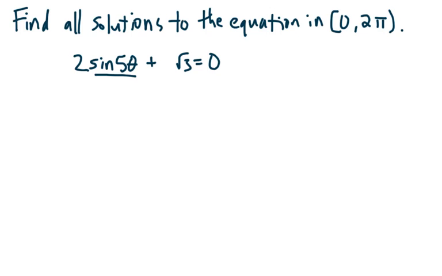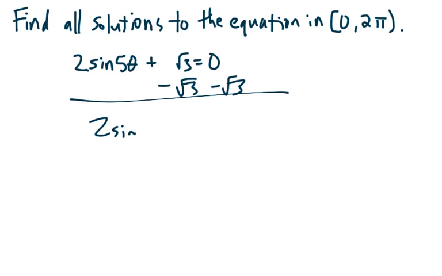Isolate the trig function. So that means we've got two terms, we want to get one of them to the other side. Things that we can do: we can multiply both sides of an equation by the same thing, or we can add the same thing to both sides of an equation and get equivalent equations. So to get rid of this second term, we're going to add its opposite, negative radical 3, to both sides.